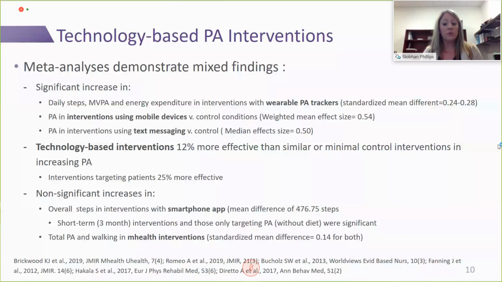It is important to note that very few of these interventions tested technology alone. Many included some human elements such as support calls or coaching calls, and this could enhance the effectiveness of the technology. So we really don't necessarily know if it's the technology alone or the technology in combination with some of these other more traditional intervention approaches.